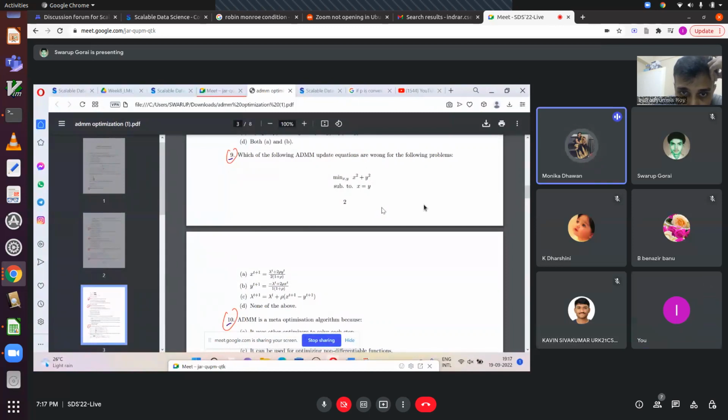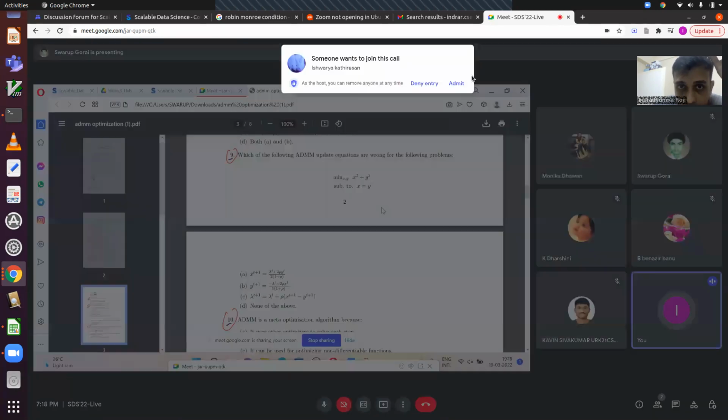Okay, let me write. So x square plus y square will be the first thing, plus lambda times x minus y, plus rho square times x minus y whole square. So now you consider y and lambda to be constants and just take the gradient with respect to x.